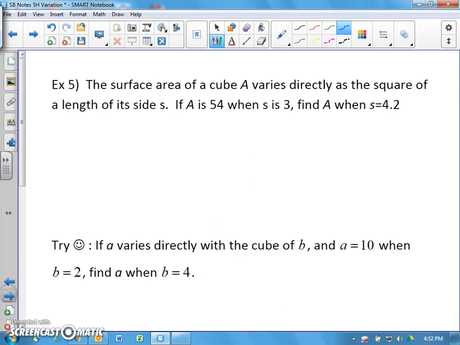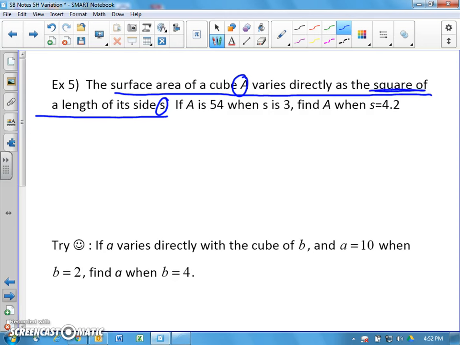Let's move on to example 5. The surface area of a cube, and we're going to use A for surface area, varies directly as the square of the length of the side, S. Okay, be careful here because it says the square of the length of the side, not just the length of the side. So when we write our general equation, we're going to have A equals K times S squared because that's what the problem tells us to do.